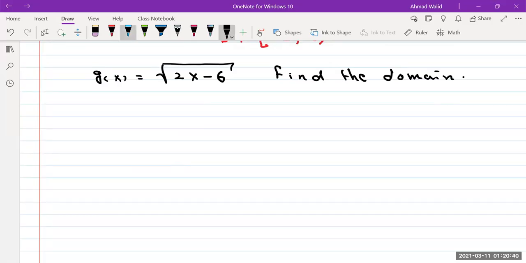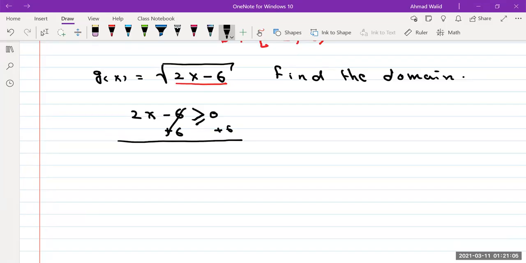Correct? To find the domain, whatever the expression is under the square root, I'll copy that one, x minus 6, and set it greater than or equal to 0. And I will solve. First, add 6 to both sides. These two cancel out. 2x greater than or equal to 6, divide by 2. x will be greater than or equal to 3.